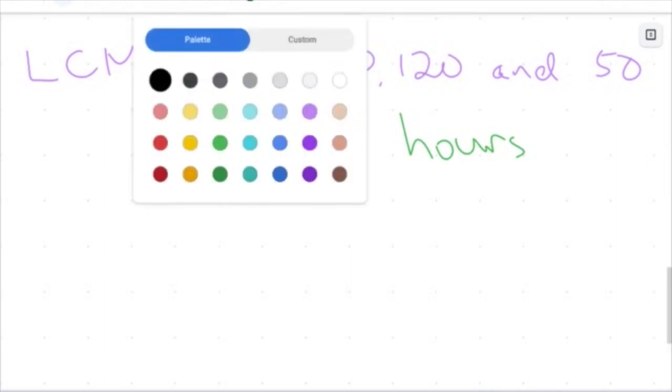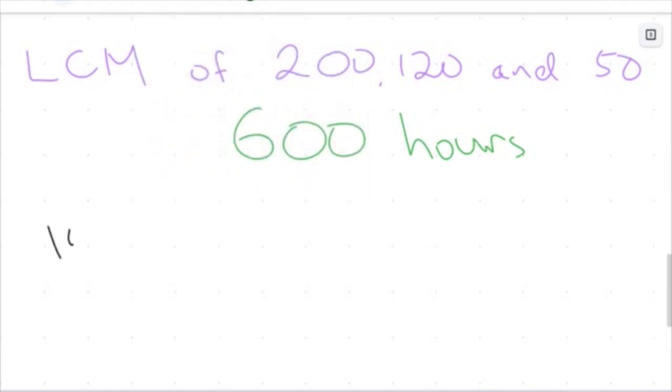So what I'm going to write here is that hose 1 takes 200 hours to fill one pool. So 200 hours per pool.